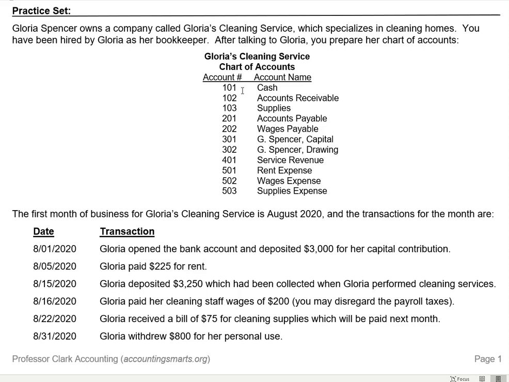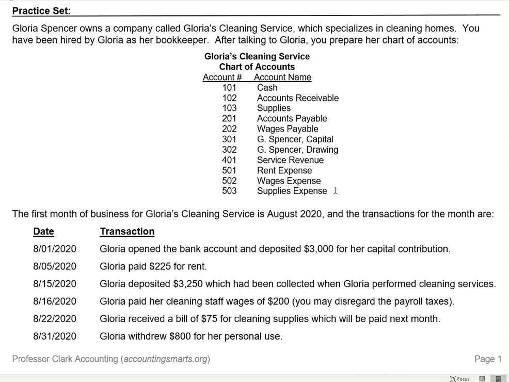For example, our cash account is 101. Cash is always our first asset listed, so we give it the number 101. Next, we have receivables, 102, and supplies, 103. Then we have accounts payable, 201, wages payable, 202. Gloria Spencer Capital, account 301. Then we have Gloria's drawing account, which is account 302. She has service revenue for when she provides services, and that's account 401, and she has 3 expenses. She has her rent expense, 501, her wages expense, 502, and supplies expense.